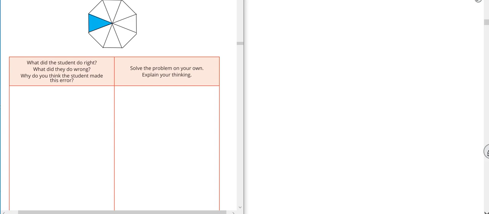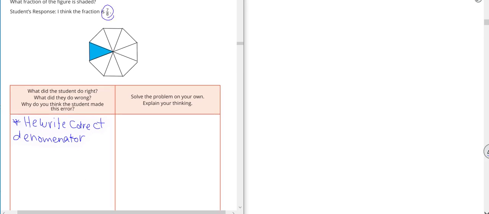Okay, first, he wrote the correct denominator. And he wrote a false numerator. He wrote the correct denominator and he wrote a false numerator.